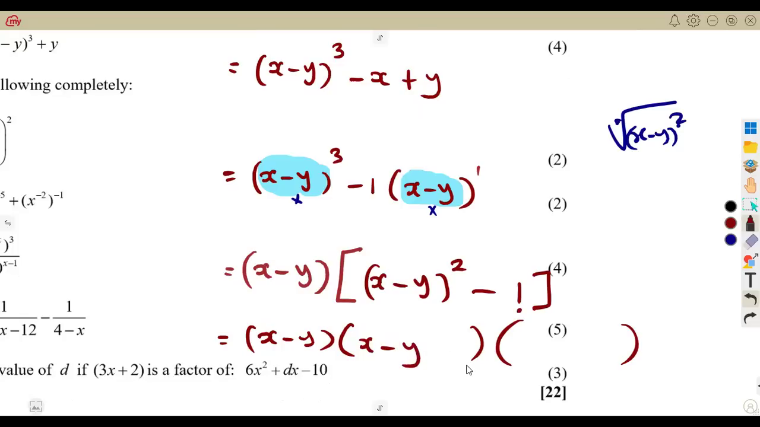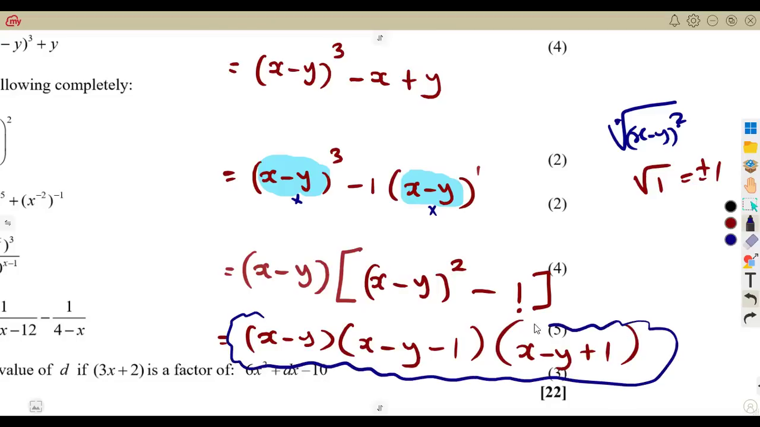Remember, 1 is a perfect square. What is the square root of 1? The square root of 1, remember, plus or minus 1. So 1 is going to be a negative in one bracket. The other bracket is going to add the x minus y that we got here. Then we add a 1 this time. Just like that. So this is now fully factorized.